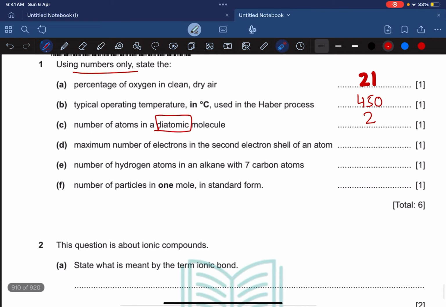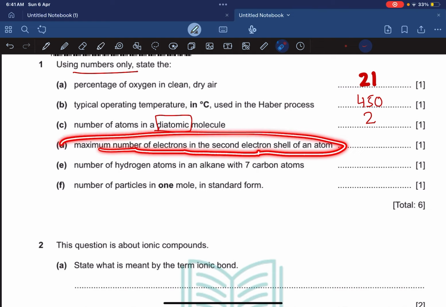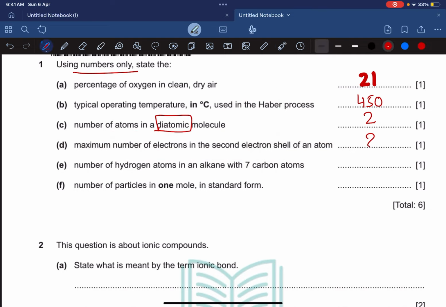The maximum number of electrons in the second electron shell of an atom. You should know that the maximum capacity of electrons in the first shell of an atom is 2, and the maximum capacity of the second shell is 8. 1, 2, 3, 4, 5, 6, 7, 8. So the answer is going to be 8.